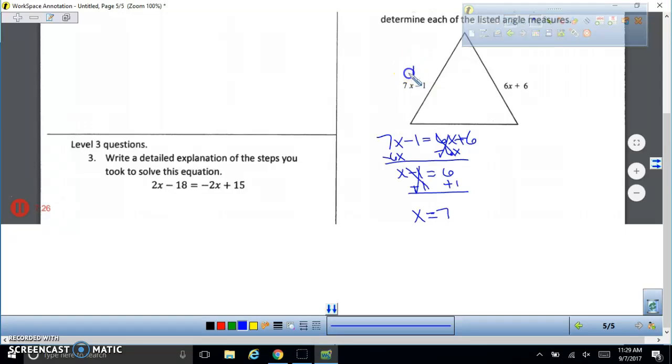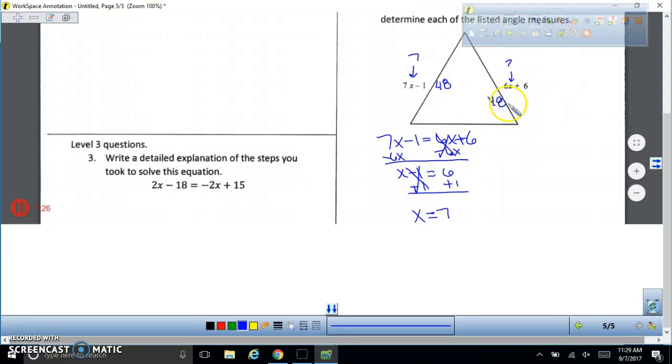Now we plug 7 in for x and solve for the side. 7 times 7 is 49. Minus 1 is 48. I'm going to go through and check my work really quick. 6 times 7 is... One second. 6 times 7 is 42. And then 42 plus 6 is 48.